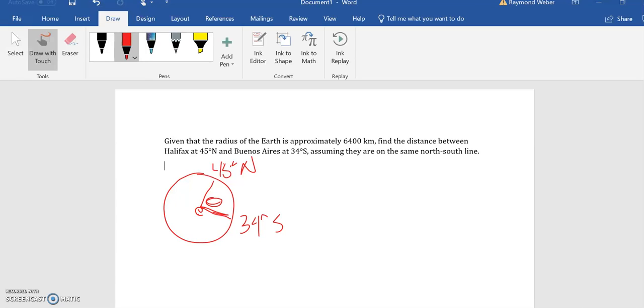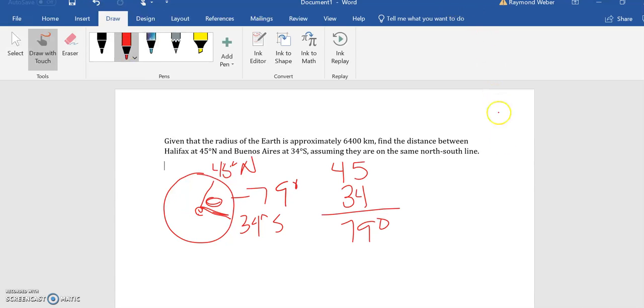Now, how far is this angle? Well, the way that this is done is we have to go 45 degrees south to the equator and then 34 more south to Buenos Aires. So the distance between these is actually 45 plus 34, or 79 degrees. So this is 79 degrees.